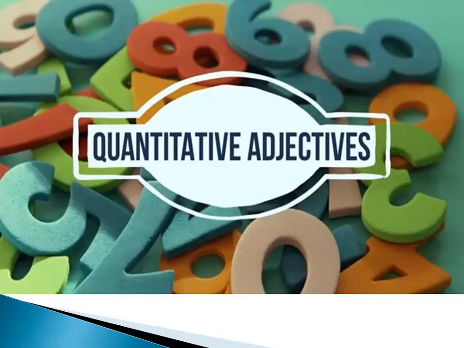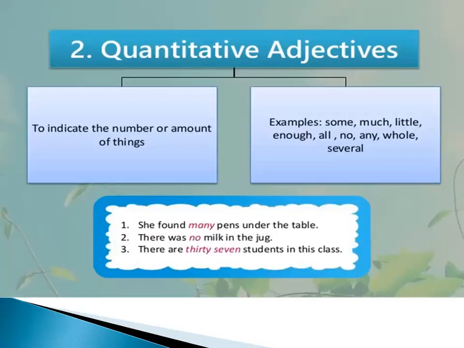Then we have quantitative adjectives. Quantitative adjectives are used to indicate the number or amount of things. I told you that quantitative adjectives and number adjectives are very similar to each other. Sometimes we use some types of number also in the quantitative adjective. To indicate the number or amount of things, we use quantitative adjectives, like 1 liter, 2 liter. There must be quantity. Number is also used over there, but there must be a quantity of the noun or pronoun. For example, some, much, little, enough, all, no.